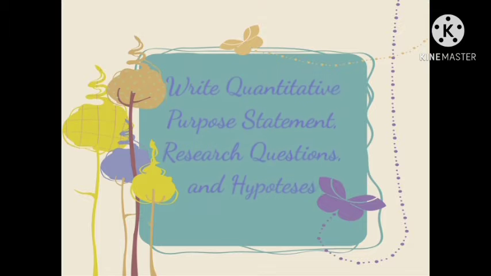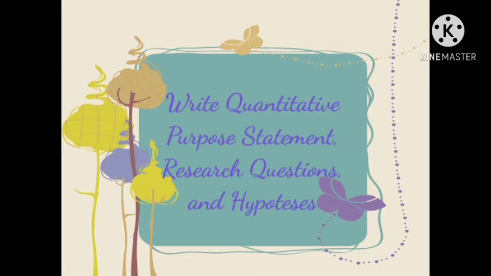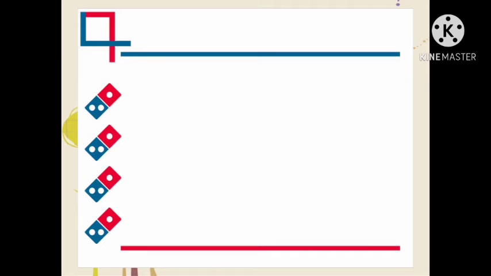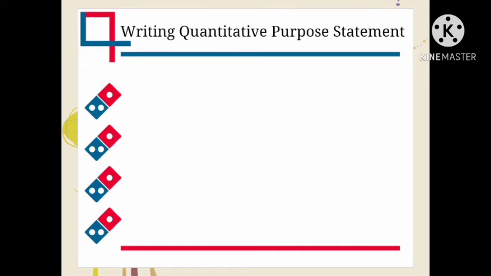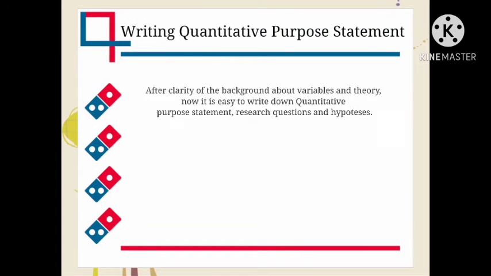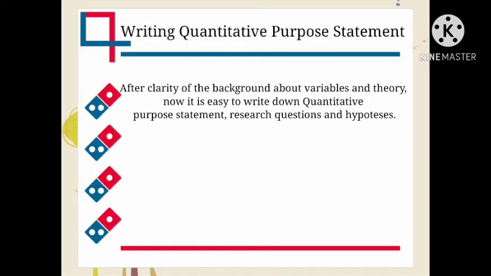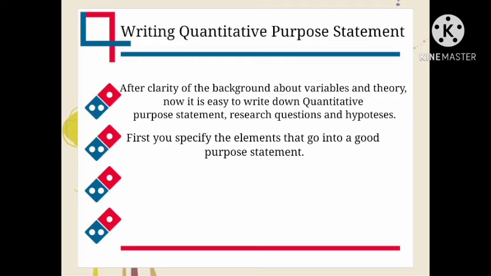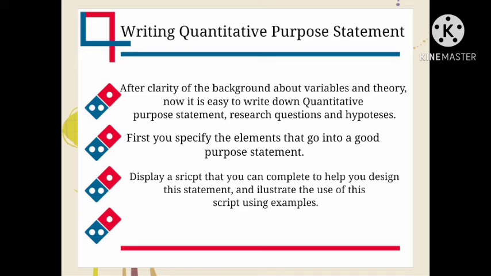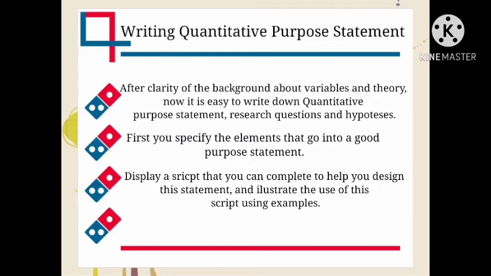And then, write quantitative purpose statement, research questions, and hypothesis. For the first, writing quantitative purpose statement. After clarity of the background about variables and the theory, now it's easy to write down quantitative purpose statement, research questions, and hypothesis. First, you specify the elements that go into a good purpose statement. Display a script that you can complete to help you design this statement, and illustrate the use of this script using examples.